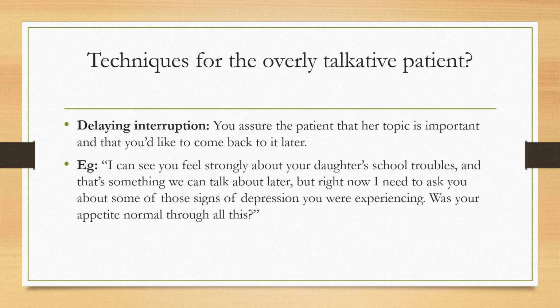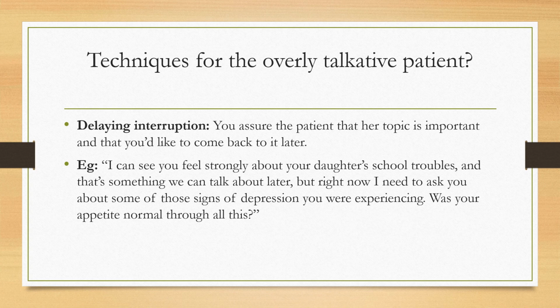Next is delaying interruptions. So if the patient is talking about something or derailing from the topic, you can say that, I can see you feel strongly about your daughter's school problems, and that's something we can talk about later. But right now, I need to ask you about some of those signs of depression you were experiencing. Was your appetite normal through all of this? You're coming back to signs of depression, but you will come back to the daughter's school problems at a later time.